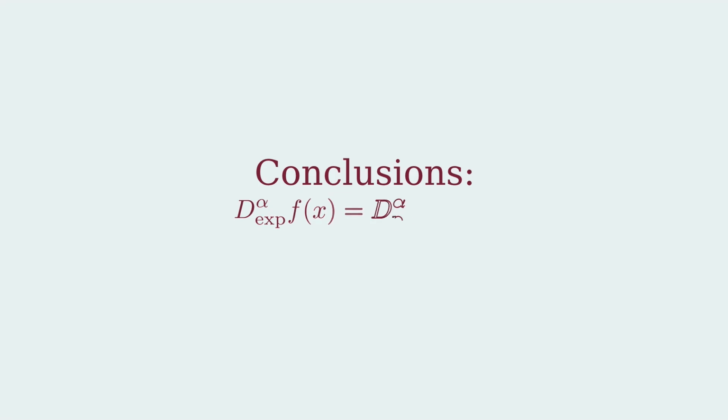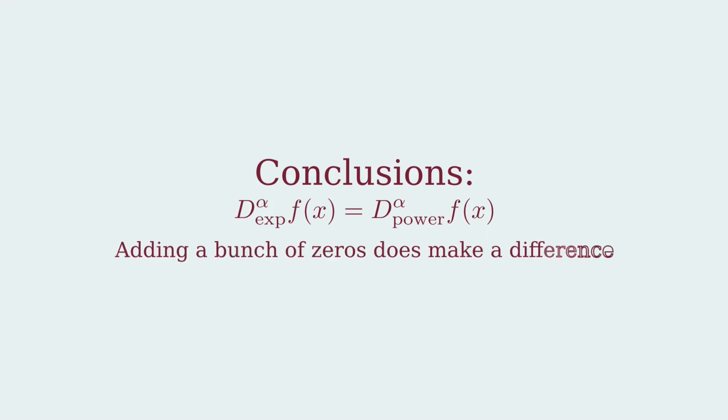Now, one thing I left out is that parameter a I had at the start. I'll leave it to you to work out the equations, including that if you like. But spoiler alert, there are no surprises. So, my fast and loose conclusions are 1. The two ways of defining a fractional derivative, as shown, are identical. And 2. Adding an infinite number of zeros to an infinite series does matter.